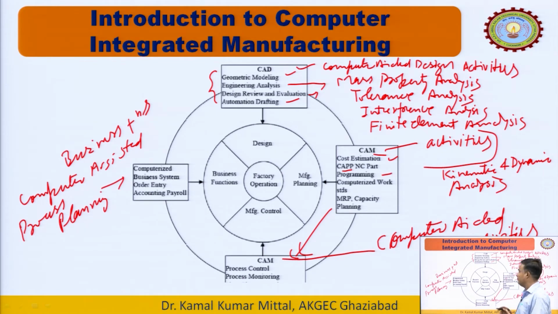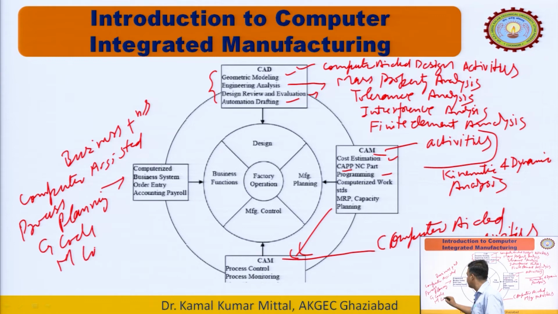Then comes the part programming. Like CNC machines, we are having a part program. There are different codes, like G code. These are proprietary codes. Then M code. These are miscellaneous codes.